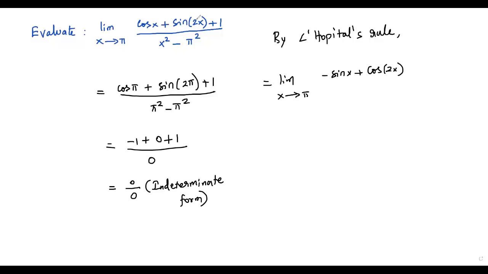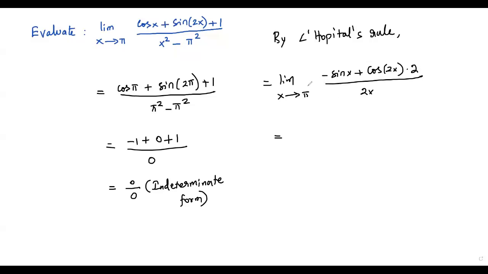By the chain rule, the derivative of 2x is 2, so cosine 2x times 2. The derivative of 1 is 0, so I don't have to write that. In the denominator, the derivative of x squared with respect to x is 2x, and the derivative of pi squared becomes 0. Before we apply the limit, if there is any possible simplification, we have to do it. I don't think there is any possible simplification in the function here.